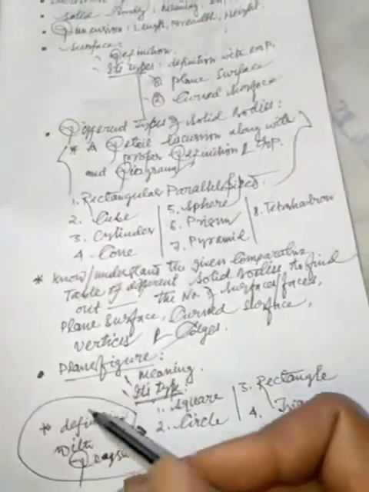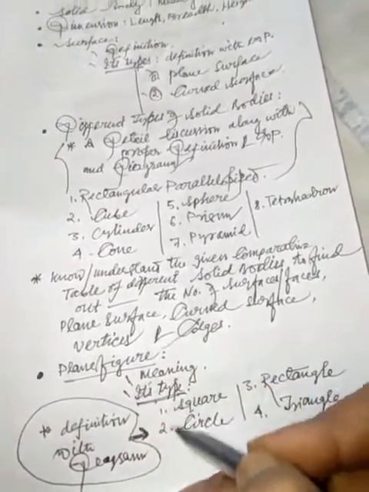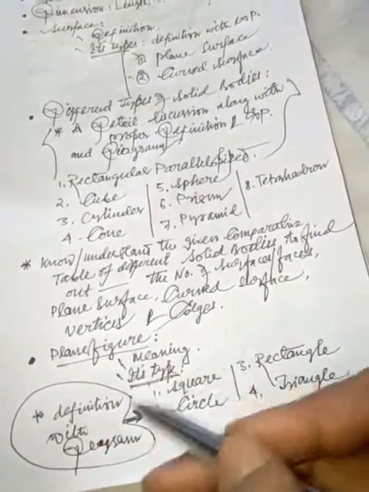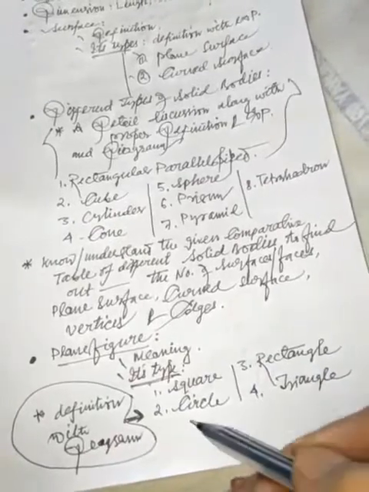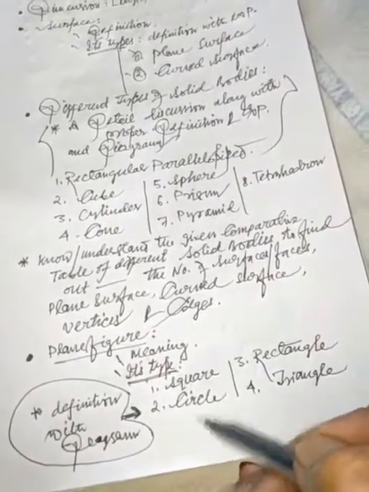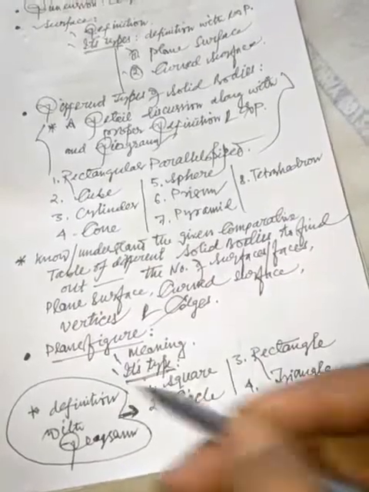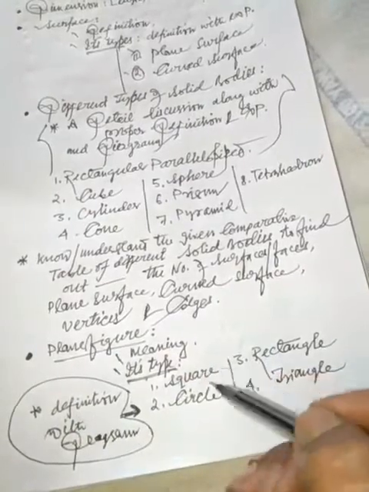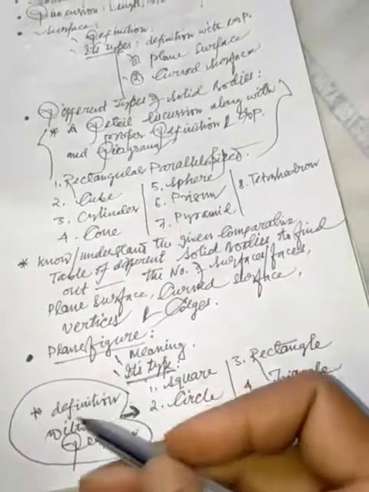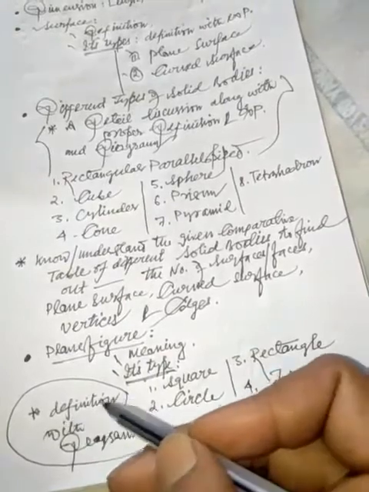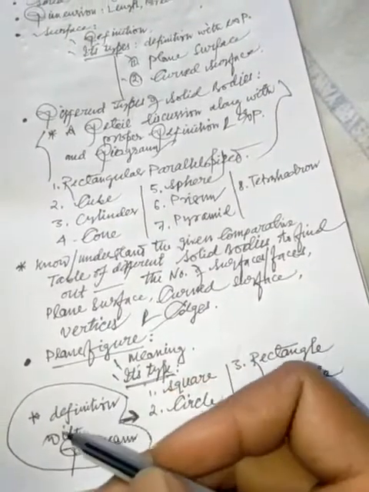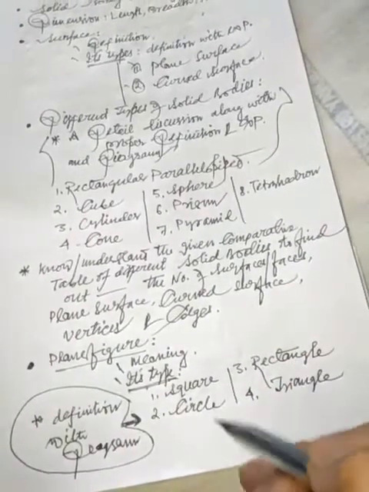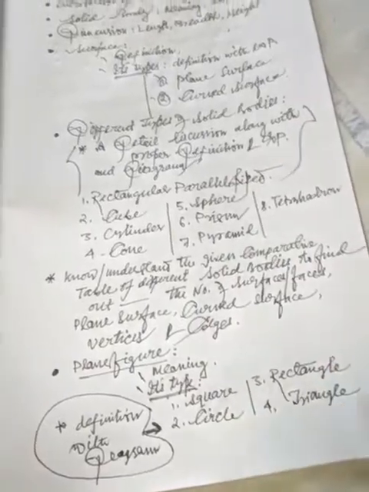The last topic of this chapter is the plane figure. So what is the meaning of plane figure? What is the classification of plane figure? Basically we can divide any plane figure into 4 groups. Number one is square, circle, third one is rectangle, and the triangle. Keep this thing in your mind, that while you are reading square, circle, rectangle, or triangle, try to give or understand the meaning or definition of these things with proper diagram.